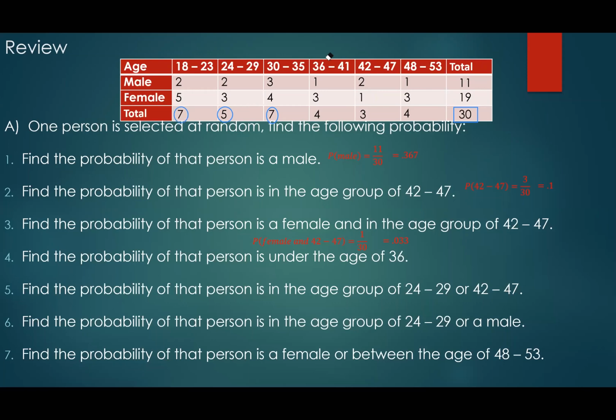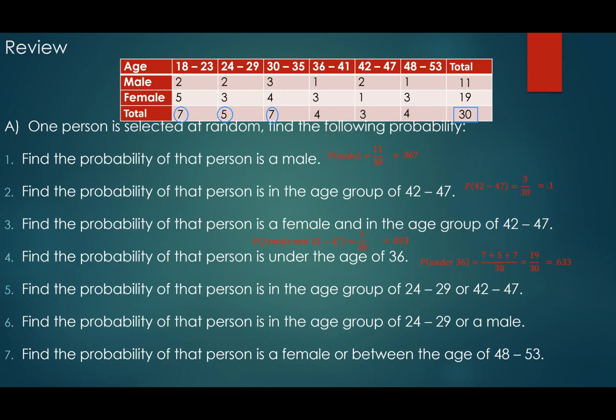Do you agree that these 3 groups of people, doesn't matter male or female, are the 3 groups that are under the age of 36? To find this, how many people are under the age of 36? If you take the 7 plus the 5 plus the 7, you will get 19, right? Divide by the total, which is 30. In this case, if you divide them, you will get 0.633, which is the probability that I go here, select one person, and this person is under the age of 36, roughly 63.3%, or 0.633.